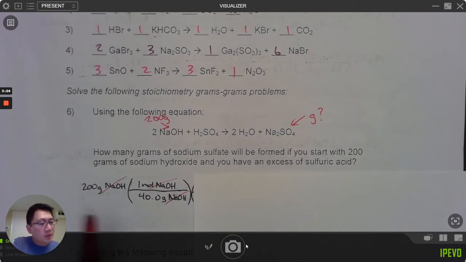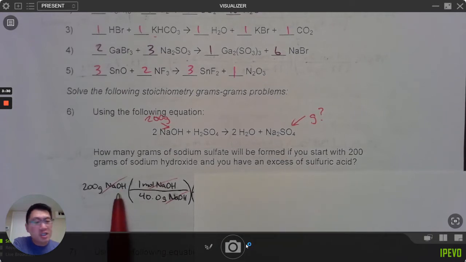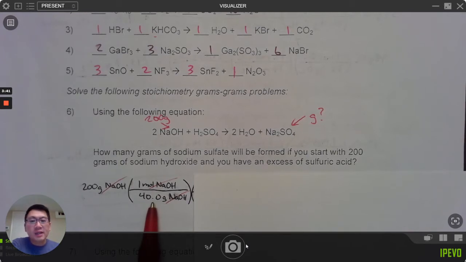When I'm given grams, in this case 200 grams of sodium hydroxide, the first step is to change it to moles. How to change to moles? Divide by the molar mass. Here I wrote the molar mass is 40. I did round. Where does 40 come from? From the periodic table. I didn't show the work, but sodium plus oxygen plus hydrogen added up is 40.